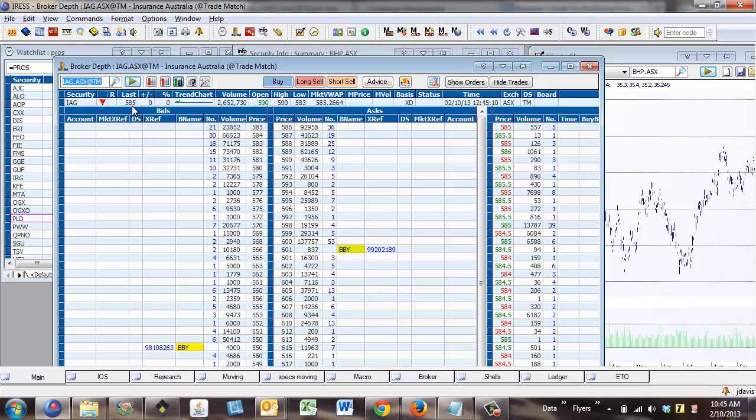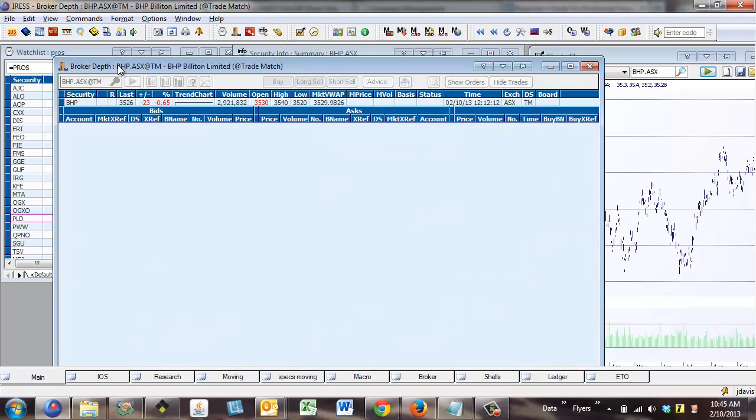So this last price here, $5.85, means the last transaction went through by somebody selling to the bid. Over here you can see what's called the course of trade, which shows you the recent transactions that have gone through. The last 5 trades have occurred at $5.85, and before that there was one trade of 13 shares at $5.85.5, and so on. So that's IAG.